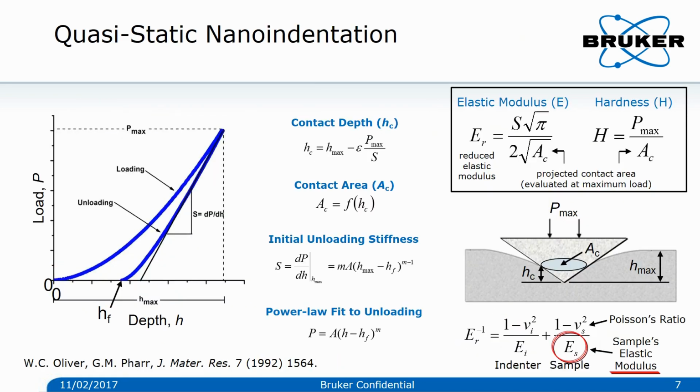The quasi-static indentation process requires to record the unloading curve of the indentation experiment. The fit to the unloading curve is performed to determine the slope, the stiffness of the contact between the indenter and the tested material. This stiffness value is needed to determine the contact depth and hence the contact area.